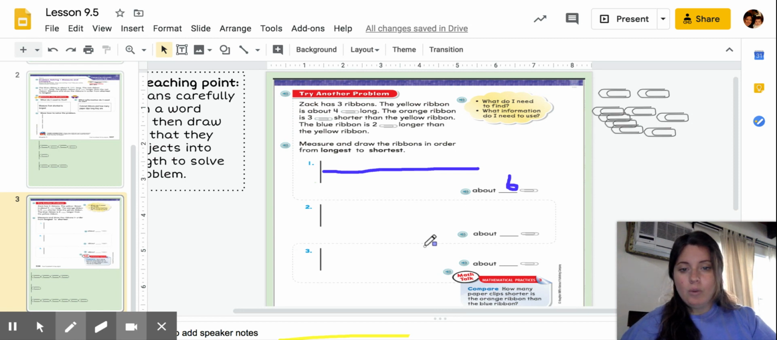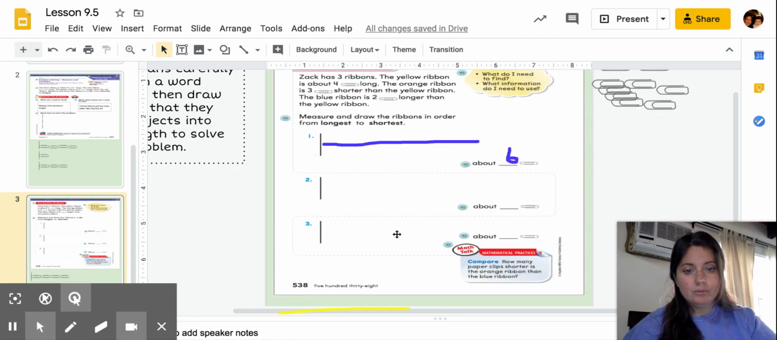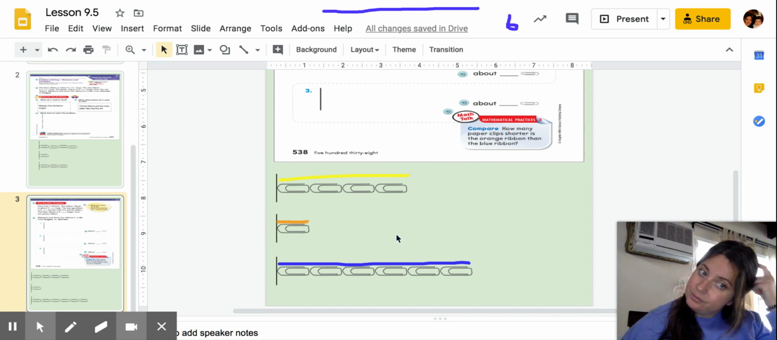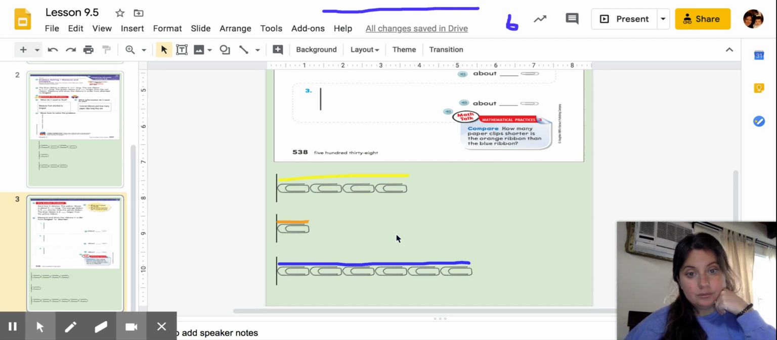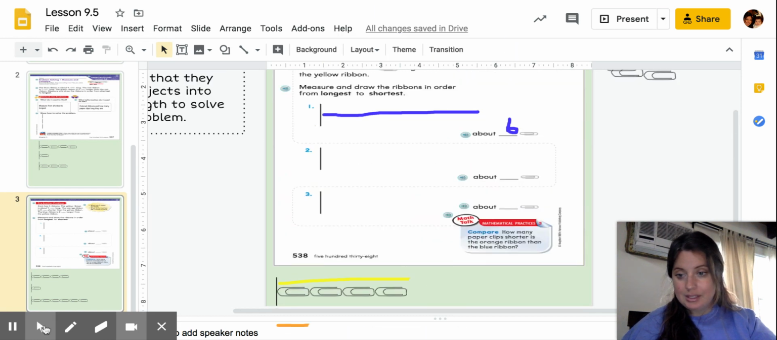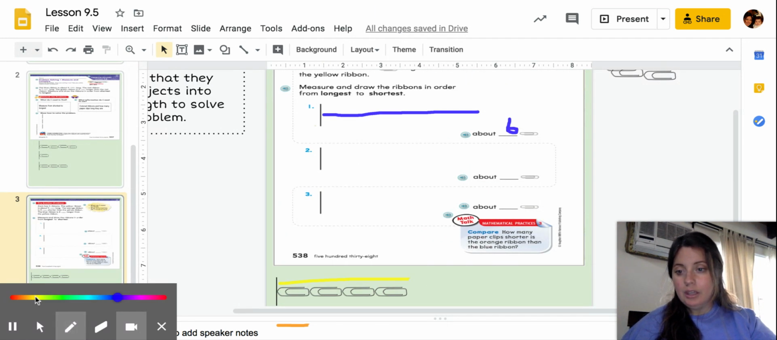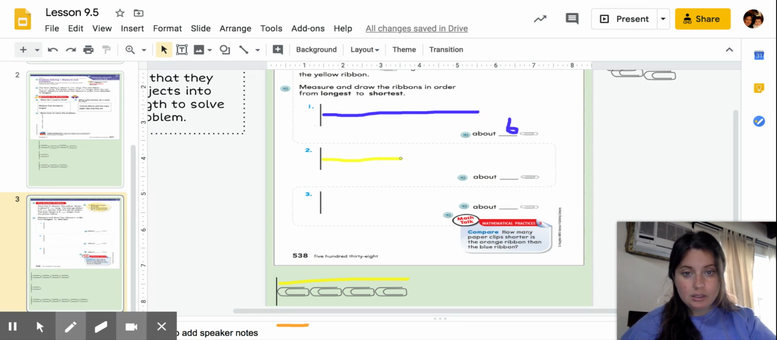And then what's my second one? What's that middle one? Not the shortest. If you said yellow, you're right, because it's got 1, 2, 3, 4. Okay, so I'm going to draw my yellow ribbon next. And it's going to be shorter than the blue, but not the shortest. Here's my yellow. And that was about 1, 2, 3, 4 paper clips long. So I'm going to put 4 here.